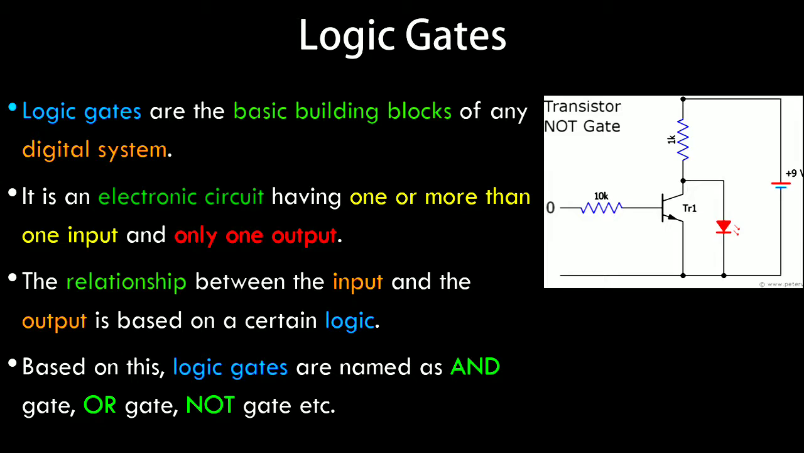So here's a pictorial description. As you can see, it's a transistor NOT gate. We have resistance as well as the transistor TR1 in the center. You can also see the LED glowing. So when the input is 0, the LED glows. Since this is a NOT gate, the LED glows only when the input value is low. So similarly, other logic gates have similar circuit designs.